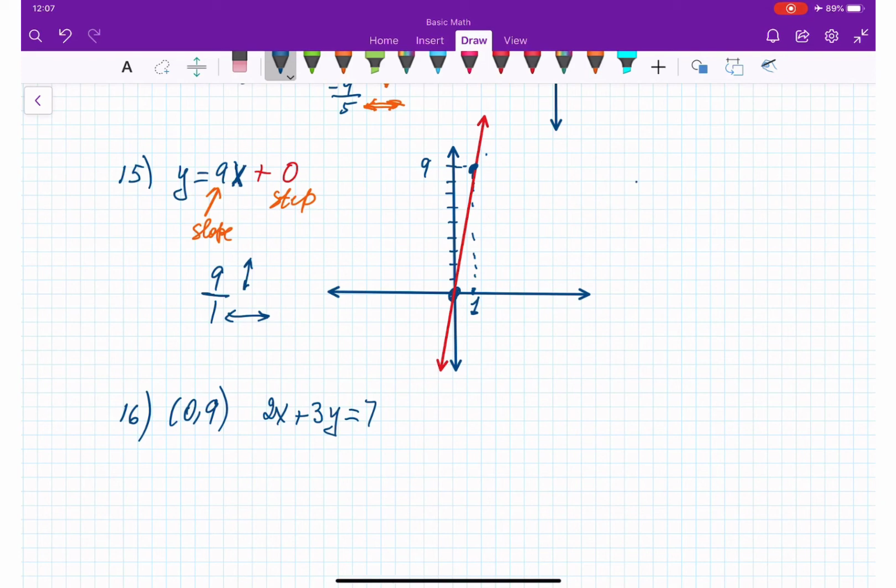So 3y equals negative 2x plus 7. Correct? I move 2x to this side. Then I have to divide by 3 everywhere. This is gone, and I am getting y equals negative 2/3 of x plus 7 over 3.